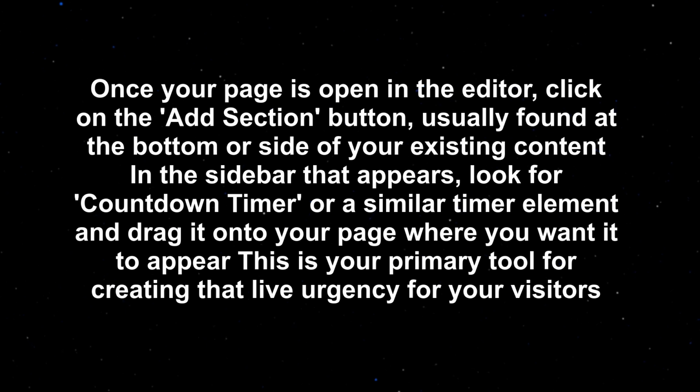Once your page is open in the editor, click on the Add Section button, usually found at the bottom or side of your existing content in the sidebar that appears. Look for Countdown Timer or a similar timer element and drag it onto your page where you want it to appear. This is your primary tool for creating that live urgency for your visitors.